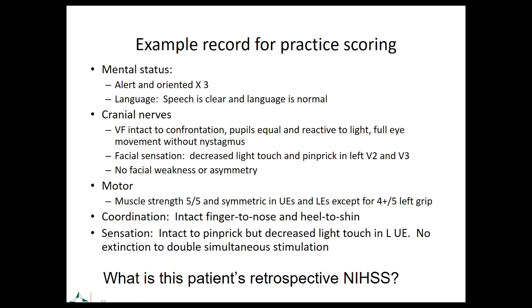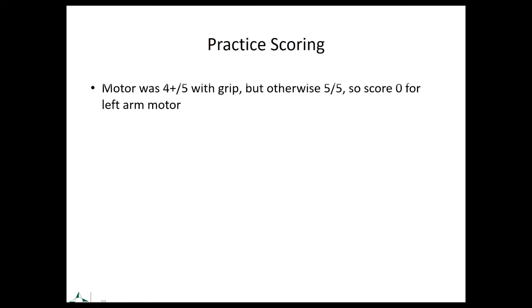So what is this patient's retrospective NIH stroke scale? Well, this is a pretty easy one. The motor score is a little bit of a red herring. It was 4+ out of 5 with grip, but otherwise 5 out of 5. So we assume that this is going to be a 0 because even if grip was weak, you would probably not have drift if the proximal muscles were intact. She had decreased light touch and pinprick on the left face and left arm, but able to feel it, so this was scored a 1 for the sensory. So overall, her NIH stroke scale would be 1 based on this algorithm. So that one was a pretty easy one to start with.